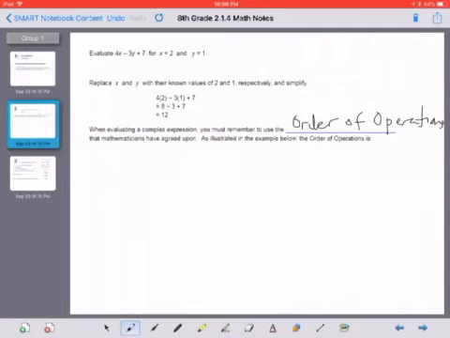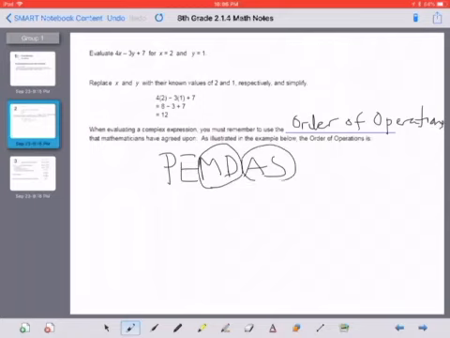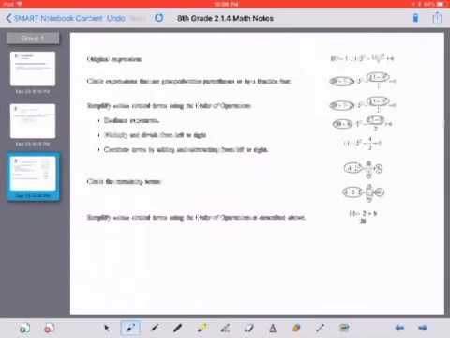When evaluating a complex expression, you must remember to use the order of operations that mathematicians have agreed upon, as illustrated in the next example. So if we remember order of operations, one way to remember it is PEMDAS. Not my most favorite way, because you need to remember that multiplication and division and adding and subtracting are whichever one comes first in the problem. But it does help to see that when we're doing these problems.